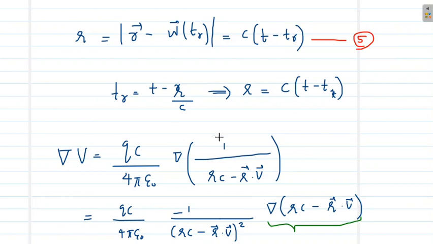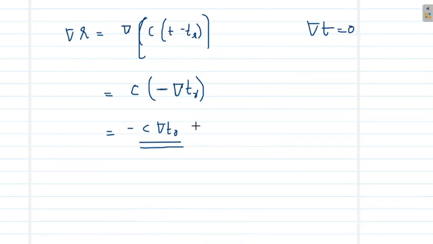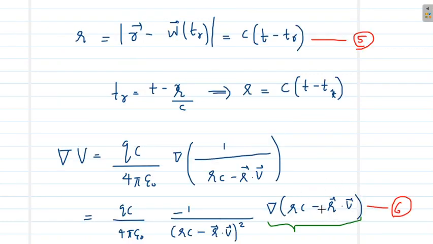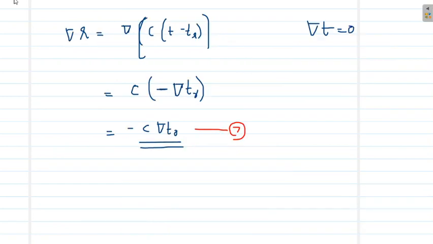So we have got the equation for the first part, del r equals minus c del tr. Let me call this equation number 6. Finally, we will have to come back to equation 6 to get del V, and that is our equation number 7. Now from equation 6, we have one more term remaining, which is del of R bar dot V bar. So let us find that.